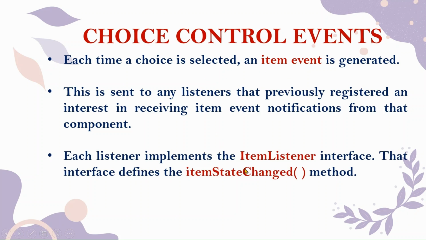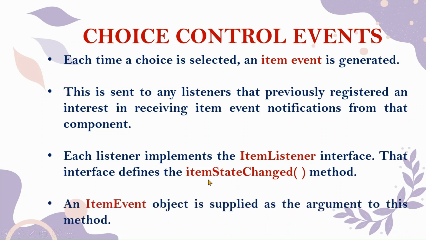Each listener implements a listener interface called the ItemListener interface. Because an item event is generated, ItemListener needs to be implemented. That interface defines one abstract method, that is itemStateChanged. Inside this, you need to write your actual logic or the action you need to perform. So the listeners must implement it. It's mandatory that ItemListener needs to be implemented, and then the abstract method itemStateChanged has to be implemented inside it.